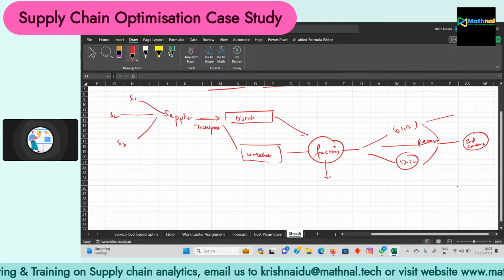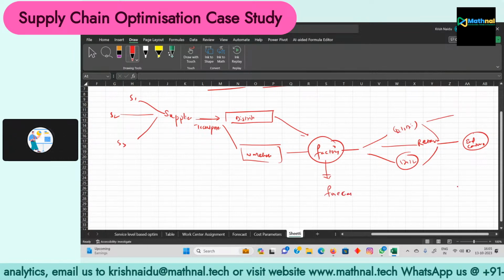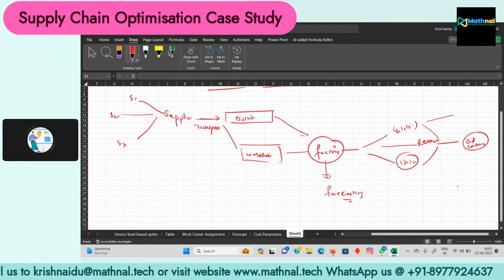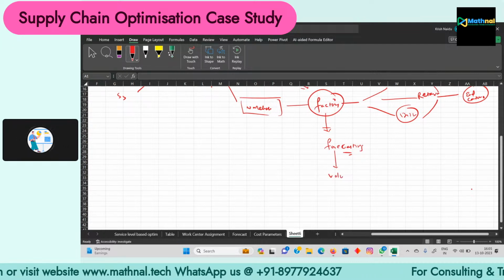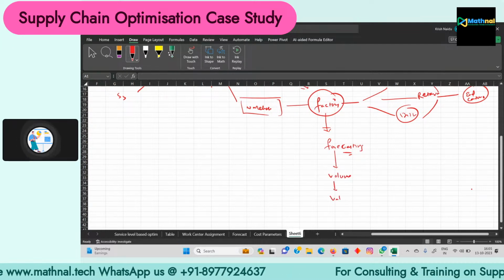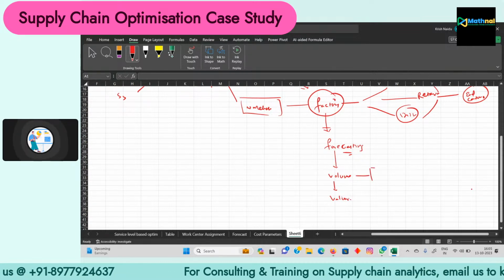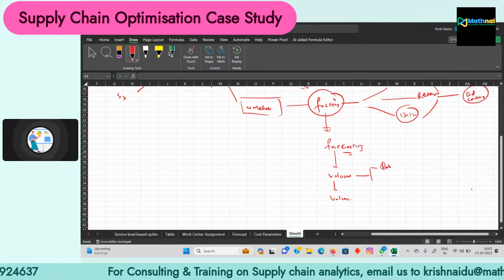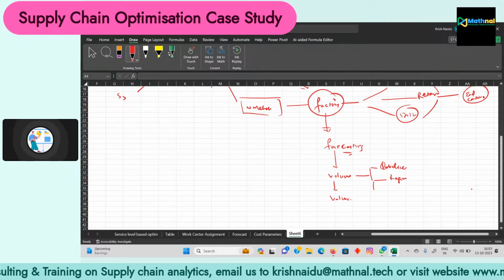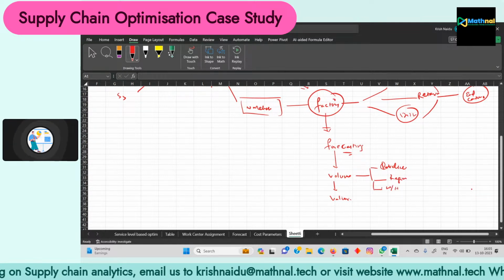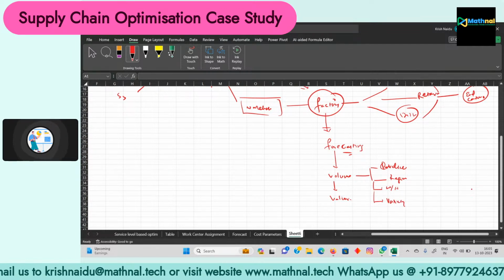So at the factory, what happens? The forecasting happens. And this forecasting is happening for what? For volume, for value, right? And this volume and value forecasting is happening for various kinds of categories, like product categories, region categories, customer region categories, warehouse categories, variety categories. So various kinds of categories are being forecasted.